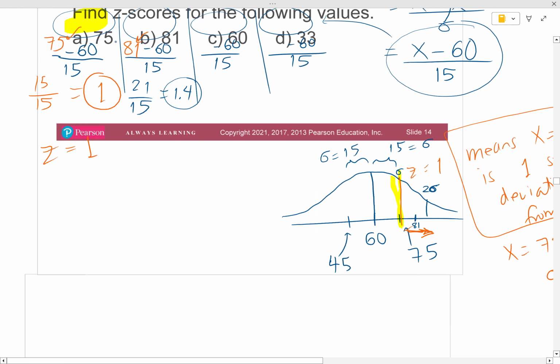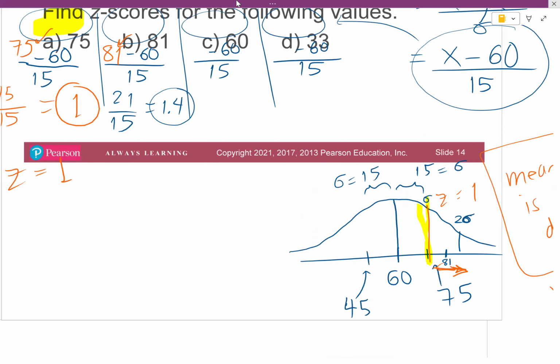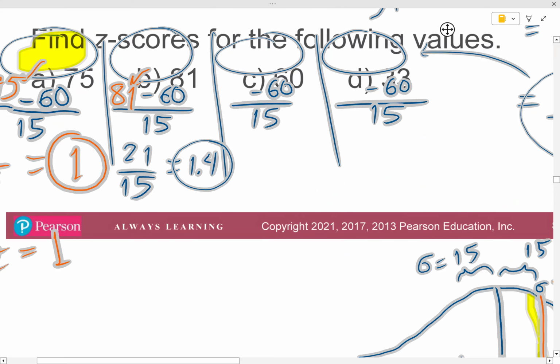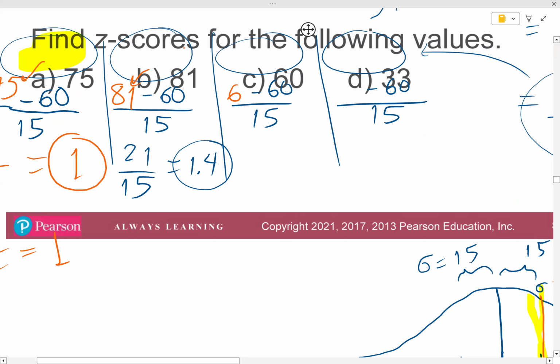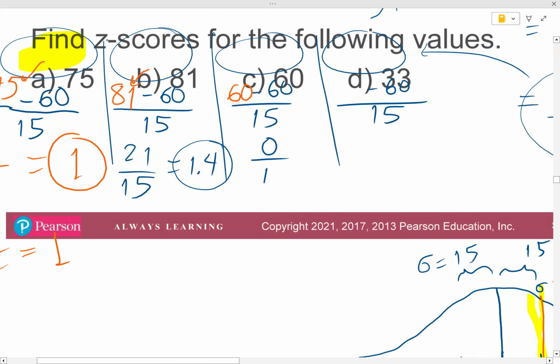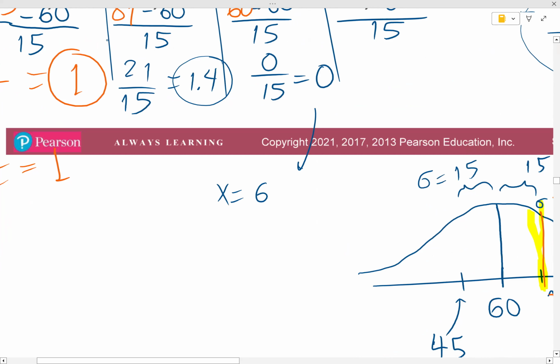How about this one? I've got 60 as my actual data value in part C, and I'm filling that into the formula. 60 minus 60, because I know it's supposed to be the data value minus the mean. In this case, the data value and the mean happen to be the same thing. 60 minus 60 is 0 over 15. But of course, 0 divided by anything is 0. So the z-score I got is 0.